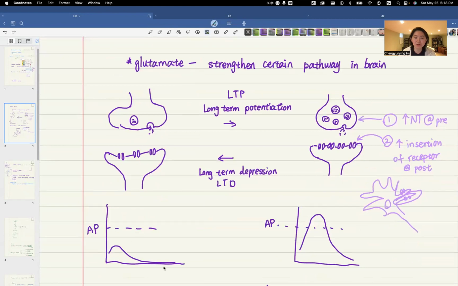And this graph shows if we have this little amount of glutamate, then the neuron won't have action potential, won't fire, transfer the information to the next neuron. And when we have more glutamate, the pathway is made easier to transduct the information.